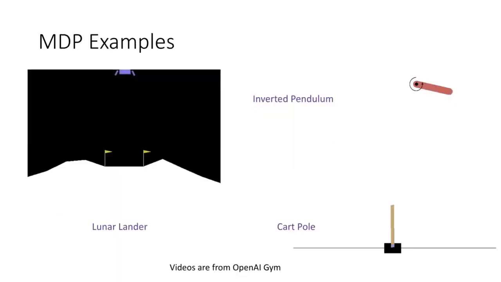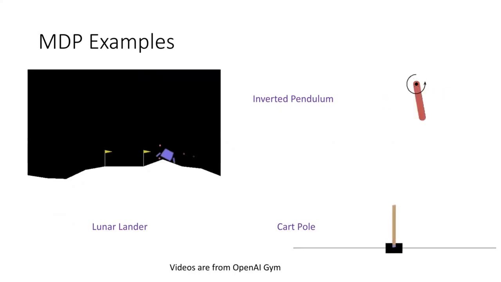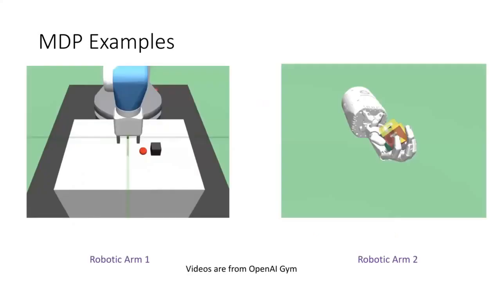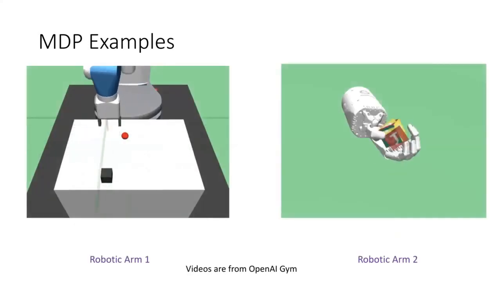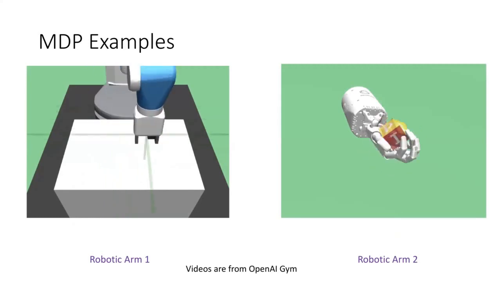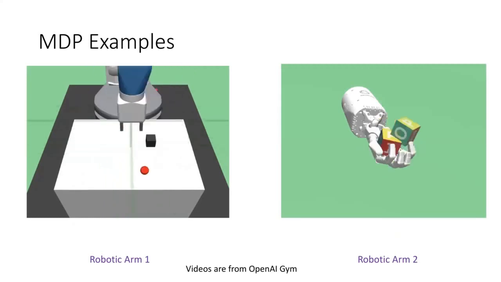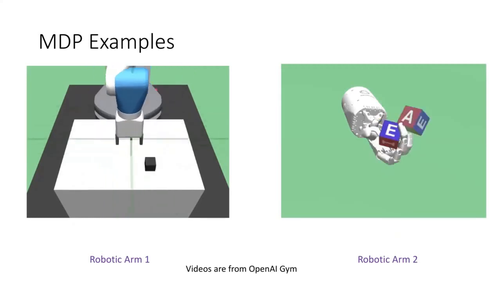So you can think about examples like this, from my class homeworks. Like you can think about controlling a lunar lander. Here I don't have a good control policy, it is crashing, but that can be modeled as an MDP. Inverted pendulum, cart pole, all of this can be modeled as an MDP. Some interesting robotic examples or the problem video that I showed you before, all of them can be modeled as an MDP.